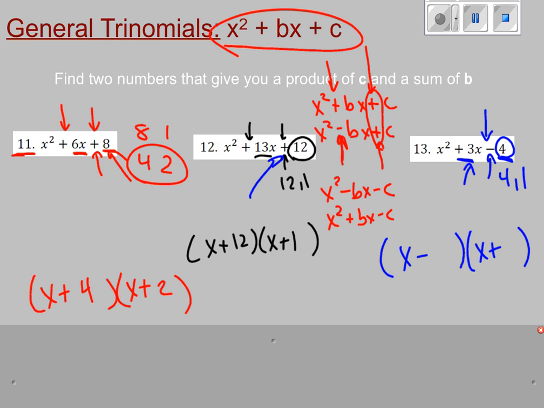But how do I know which goes where down here? Well, this sign goes with the bigger number. So if it's plus 3, that means it needs to be plus the bigger number, which is 4. Okay, so if the second sign is subtraction, I have one of each. This sign goes with the bigger number.